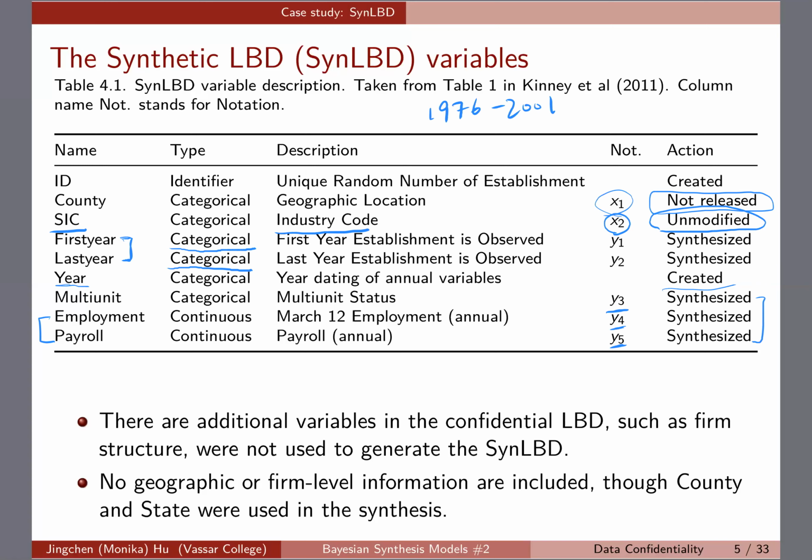The paper also mentioned that there are some additional, very useful variables, for example firm structure, I guess. They were not used, but you could do it.